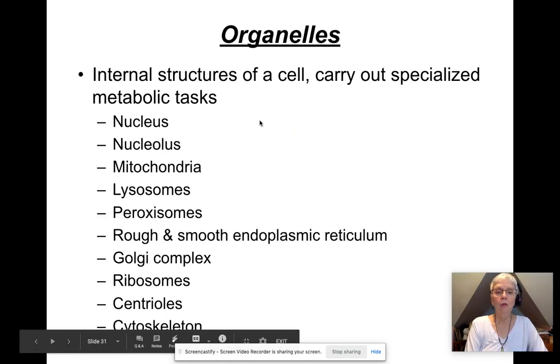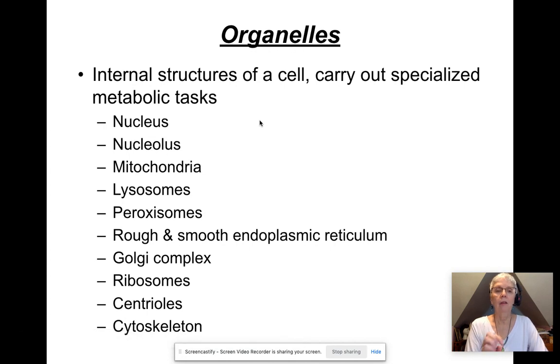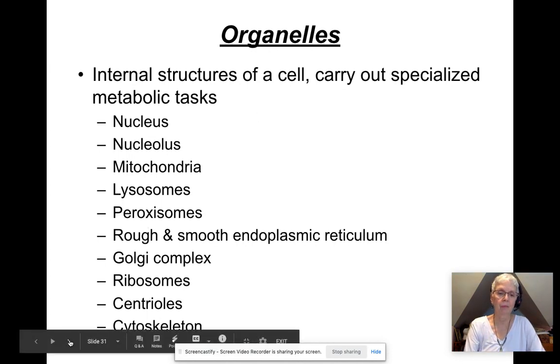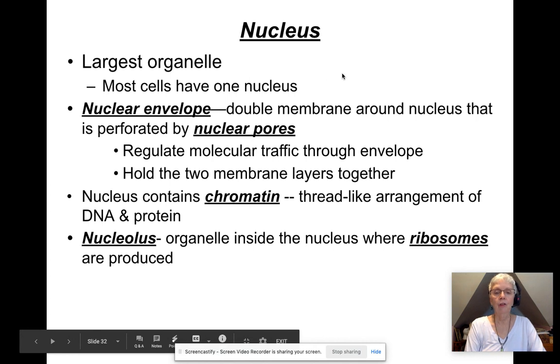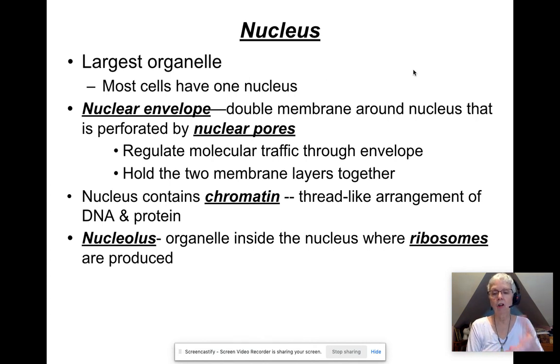So we are going to look at all these different internal organelles. They all carry out specialized metabolic tasks. So the first is the nucleus. It is the largest organelle we have in all of our cells. Every cell must have at least one nucleus, and many cells have more than one nucleus.